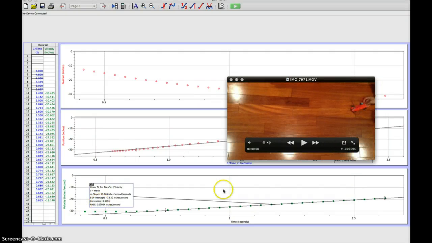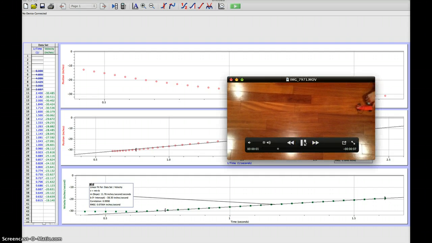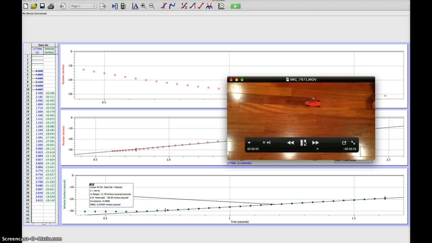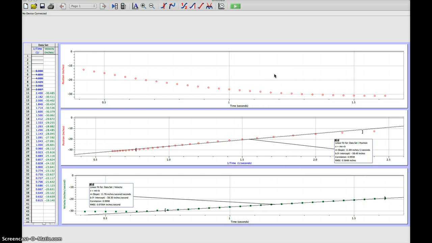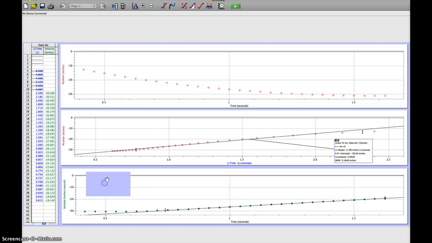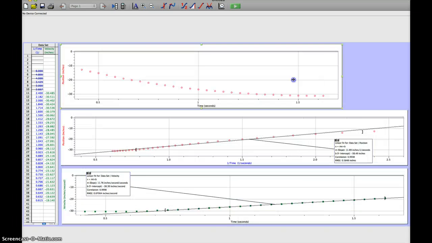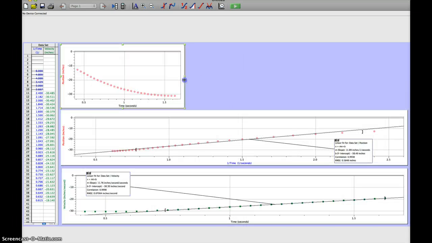Okay, so this is the recording of our fan car slowing down in the negative direction. From this we figured out our position-time graph, and that's our top graph. But since it's not linear, we have to linearize it.